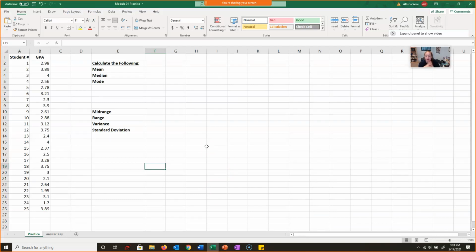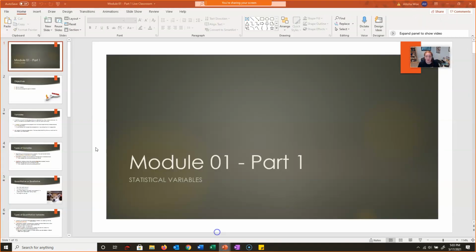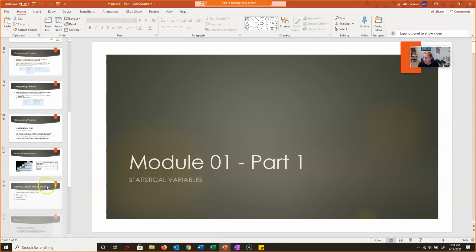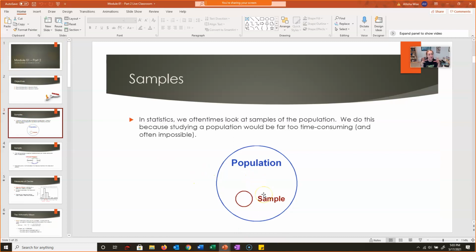So when you're given an Excel sheet like this, there are a couple of things that you should notice. The first thing is that there's some data to the left of the screen. This data is a study that's been collected. So recall that a study is a smaller group of the population. And if we look at part 1, I'm pretty sure I have a little diagram. Maybe it's in part 2. But remember that a sample is a smaller collection of the entire population.